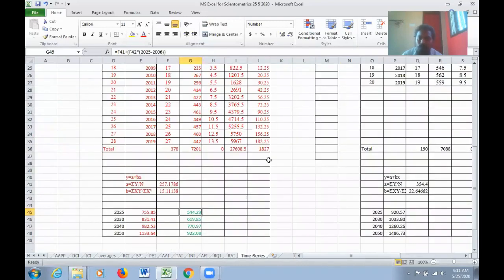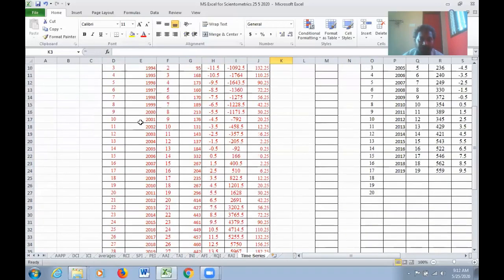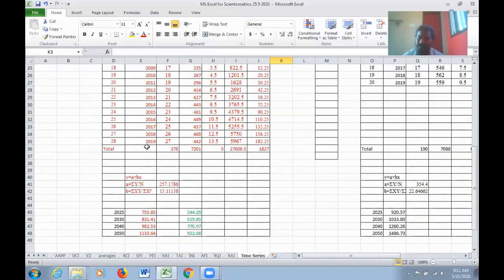Fine. Let us move on to the last scientific indicator called time series analysis. Okay. This is a very popular one, and this particular indicator is used to estimate what would be the future research output of a particular discipline or a particular country, maybe after 10 years, maybe after 20 years, maybe after 30 years. So how can we estimate the future productive output of a particular discipline? For example, I have taken a disease called vertigo research output from 1992 to 2019. For 28 years, I collected data.